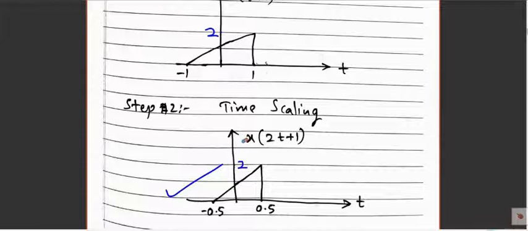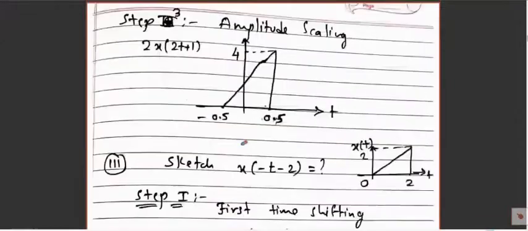In case of amplitude scaling, we are not doing any opposite thing. You multiply as it is. Amplitude will be multiplied as it is. So 2 into 2, 4. And this is how my signal will look like from minus 0.5 to 0.5. Okay. Yes, correct.